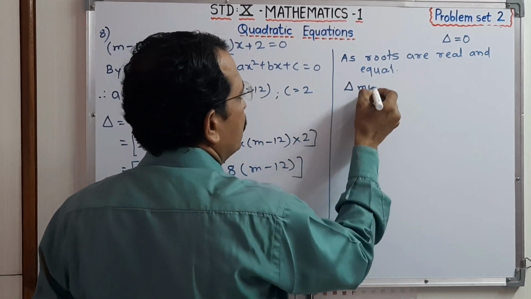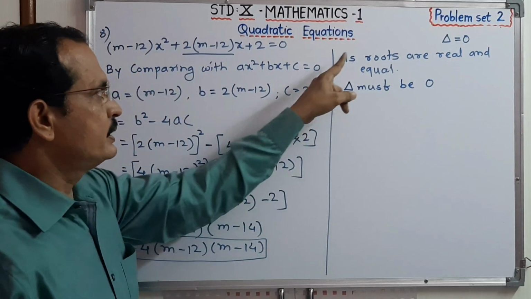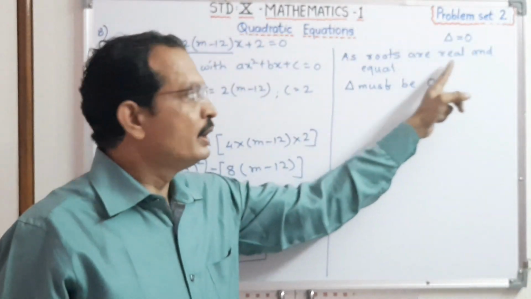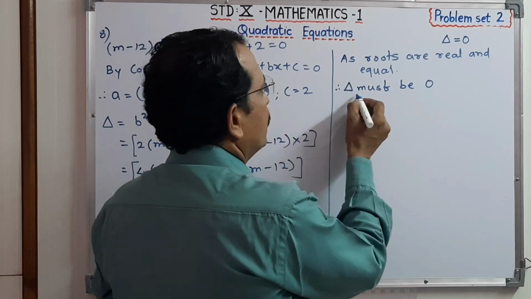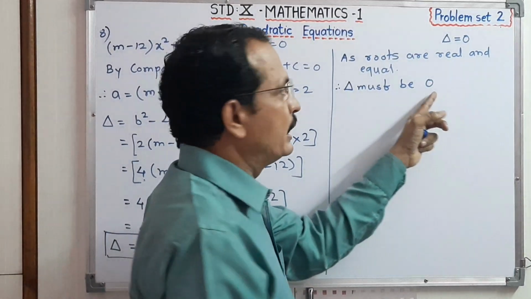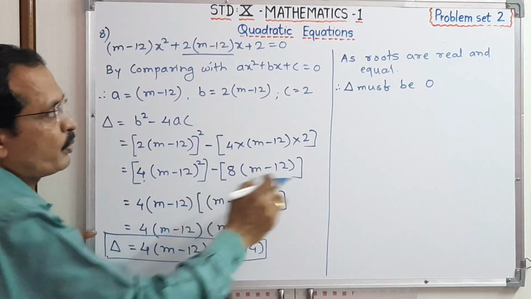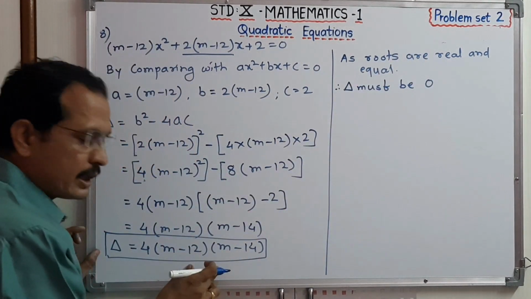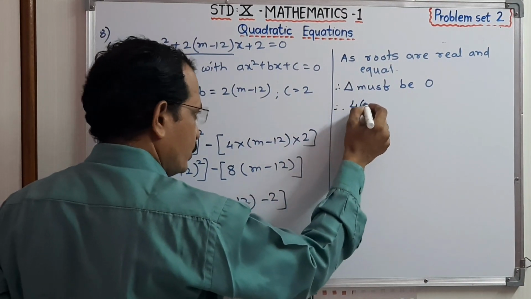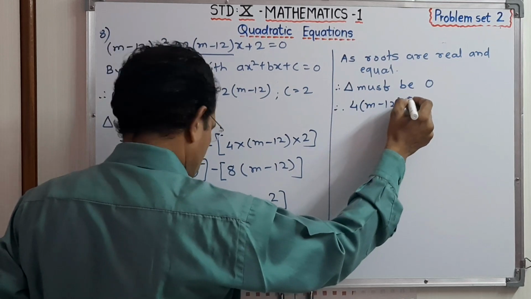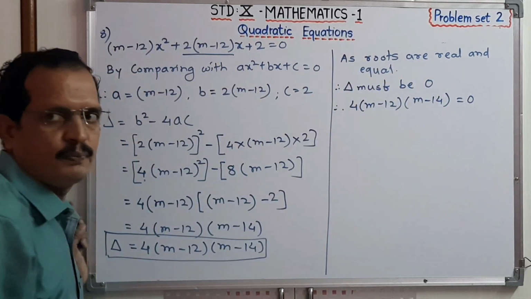Delta must be 0. See here, this condition is given. Roots are real and equal, therefore delta must be 0. That means we take out the value of this delta, but from given condition this delta must be 0, therefore we can write here 4 into m minus 12 and m minus 14 is equal to 0.